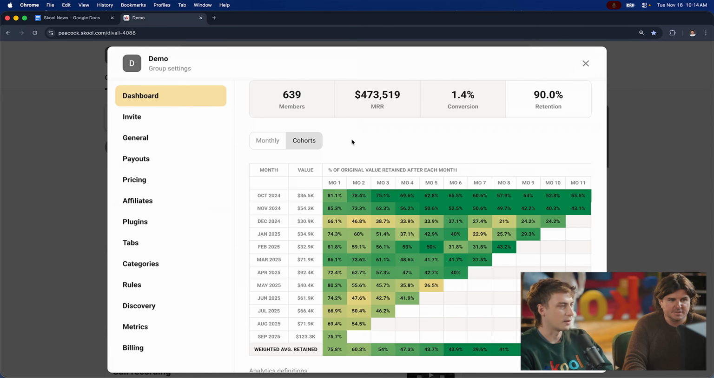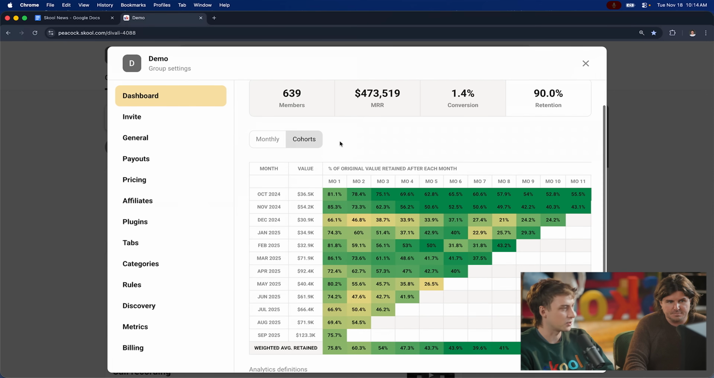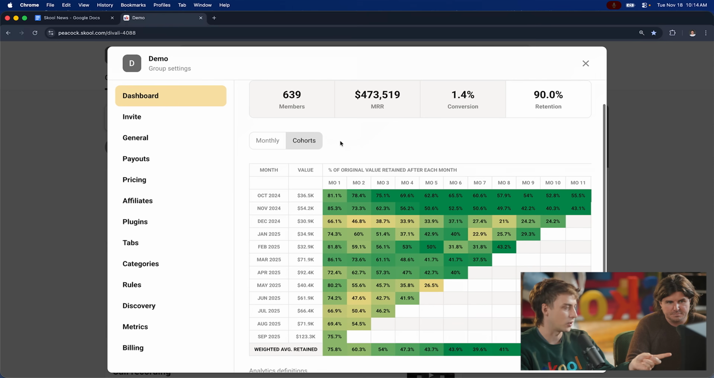Yep. So different things. And what cohorted means is you just split up the data. So you only look at the data for the people that joined in October, what percentage of them retained month over month, then November, December, January. Yeah, so you can see the size of the cohort here measured in dollars, and then how many of those dollars were retained over time. So that means the people that joined in October, 81% of them came back in month one, 78% of them came back in month two.